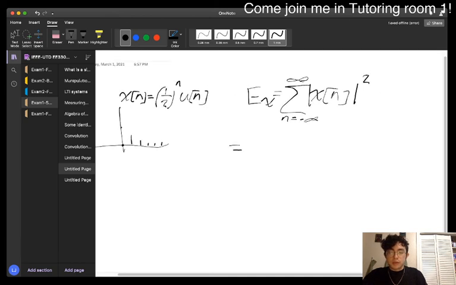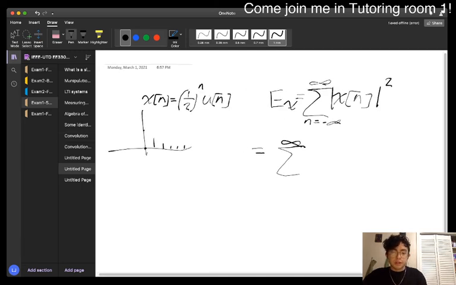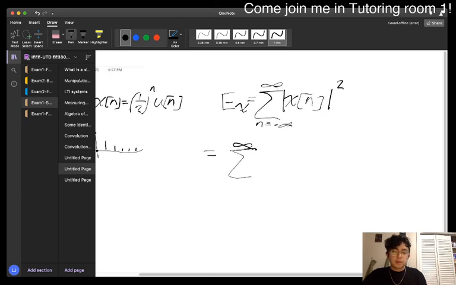And then we're going to get, so notice that there's nothing below n equals 0, so we can go ahead and cut off that bottom part of the sum. So we get x of n. I'm going to go ahead and write out our function. So 1/2 to the n, squared.